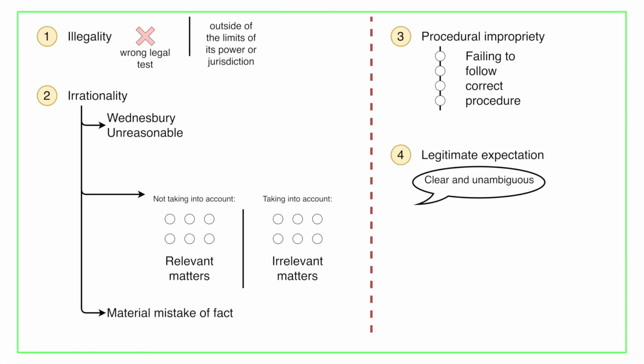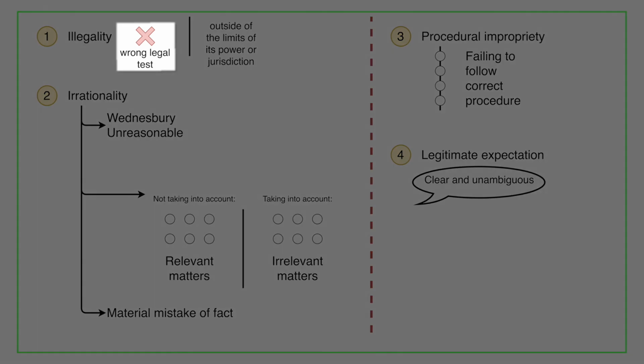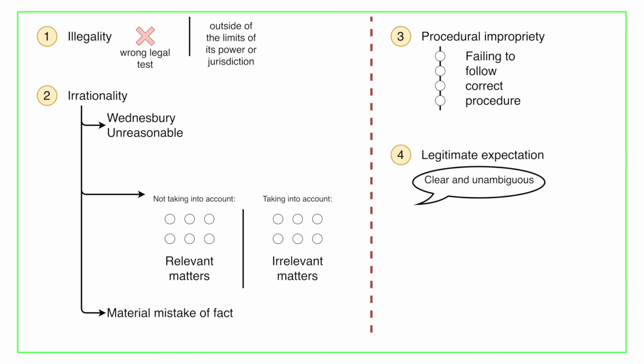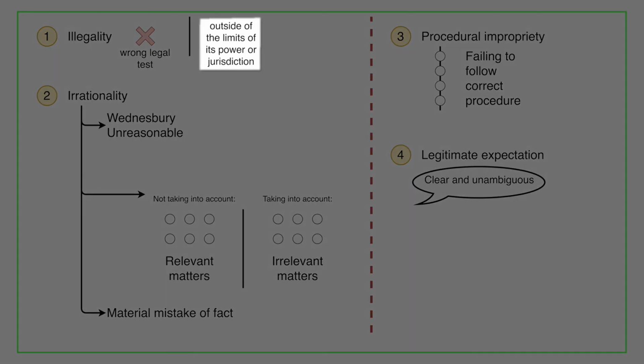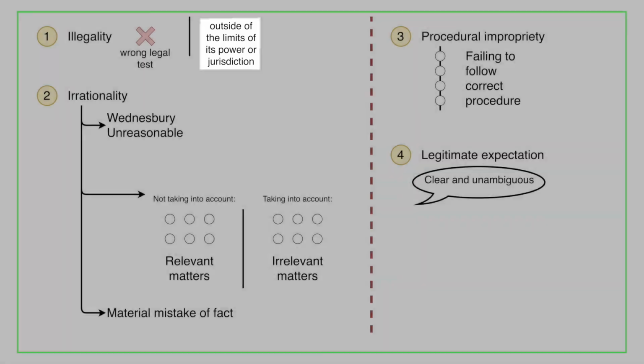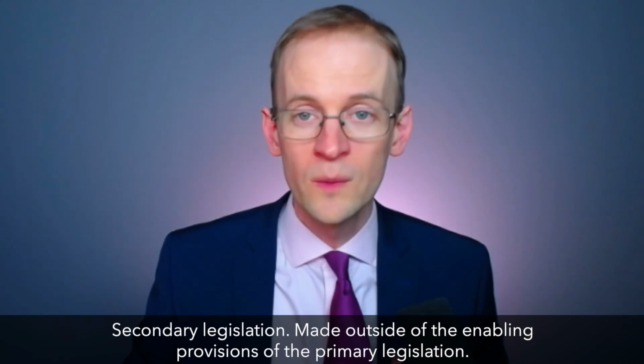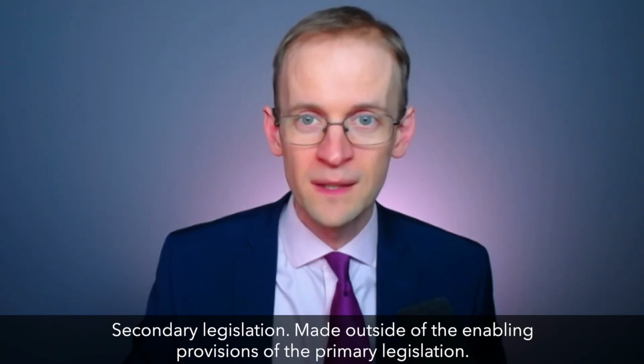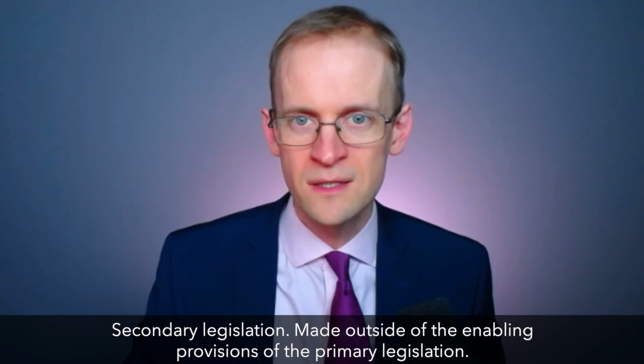Grounds. Let's consider the grounds on which a judicial review can be brought. Illegality. Illegality arises where the decision maker applies the wrong legal test, sometimes referred to as misdirecting itself in law, or acts outside the limits of its power or jurisdiction. An enactment may be unlawful if it is, for example, a piece of secondary legislation which is made outside of the enabling provisions of the primary legislation.